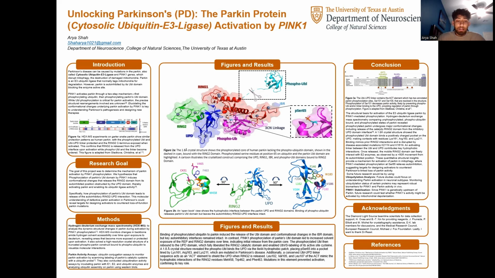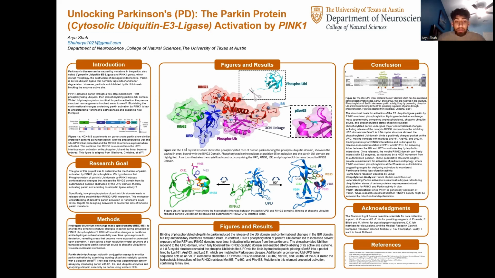Also, another method used in this research was Parkin activity assays. These measure whether Parkin is active by looking at its ubiquitin conjugation ability. A ubiquitin probe that labels Parkin's cysteine is used to see if Parkin is in an open and active state. Ubiquitination assays mix Parkin with E1, E2, and ubiquitin enzymes. Formation of ubiquitin chains on Parkin shows it is active. Activity is measured by detecting ubiquitin chains on Parkin using Western blotting.